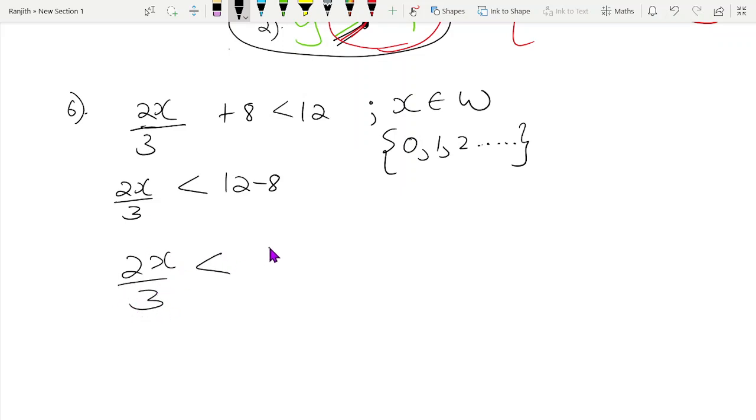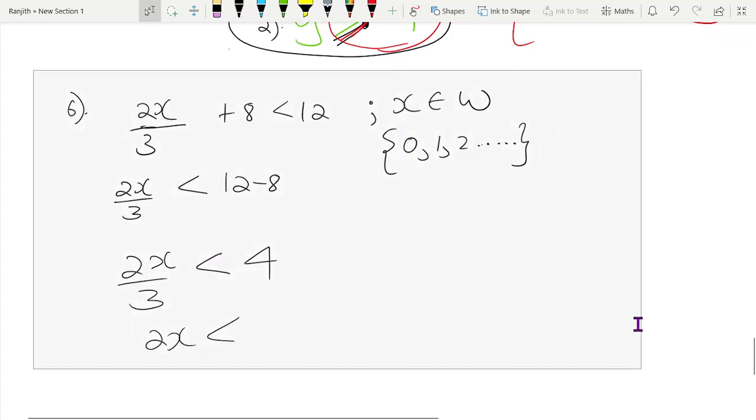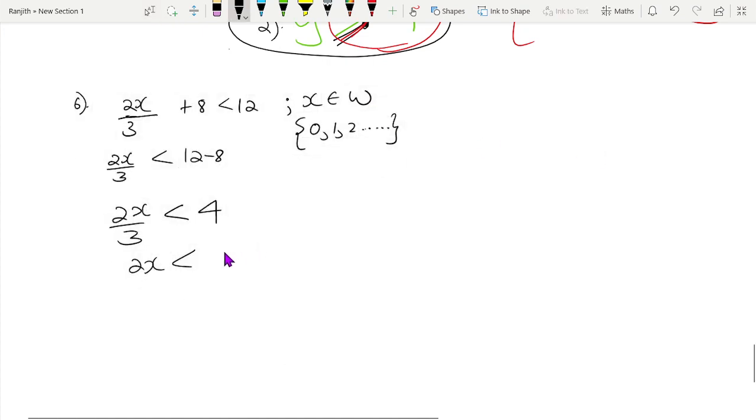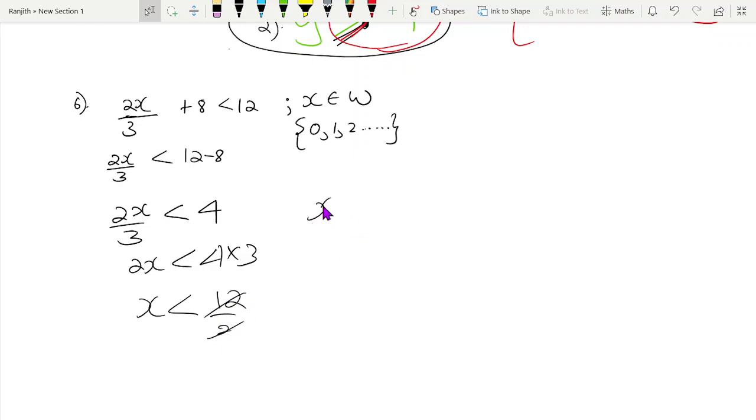So what's the answer for this? 2 by 3x is less than 4. 2x is less than 6, sir, X is less than 6. Okay, 3 gets multiplied, right? 4 into 3, and x is less than 12 divided by 2, that is 6. X is less than 6. If it was a simple linear equation, you would have got x is equal to. This is inequation.